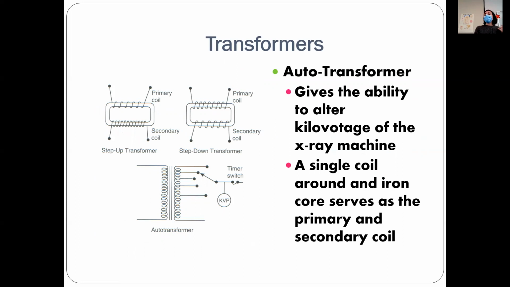Auto transformer gives the ability to alter kilovoltage of the X-ray machine. So let's see, I'll read my notes here. With transformers, it's important to understand the secondary coil determines the voltage. So on the transformer, whether you're talking about step up or step down, it's the secondary coil that determines it because it's either more or less turns. So the secondary coil determines the voltage. And then the correction for excess voltage happens in the auto transformer.